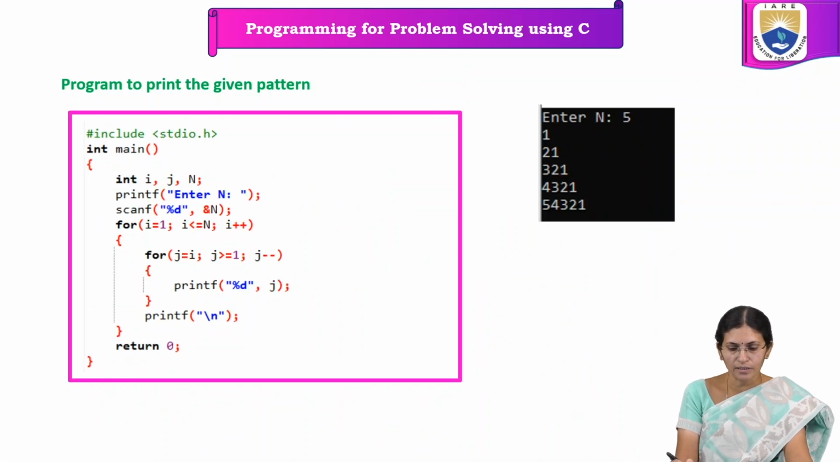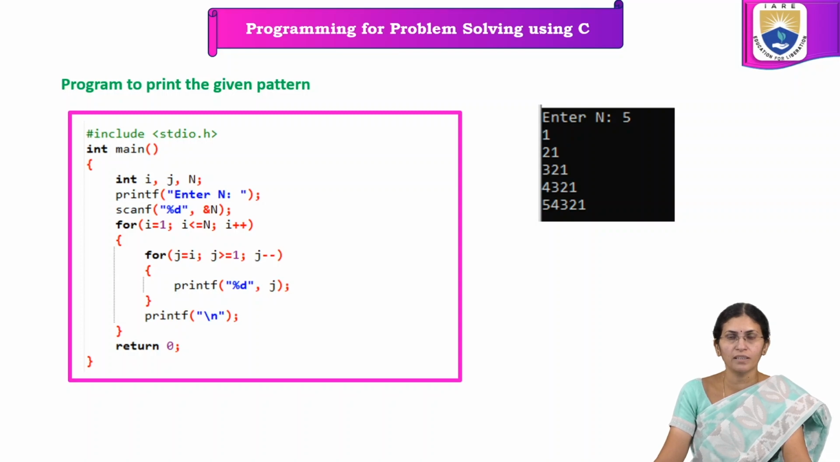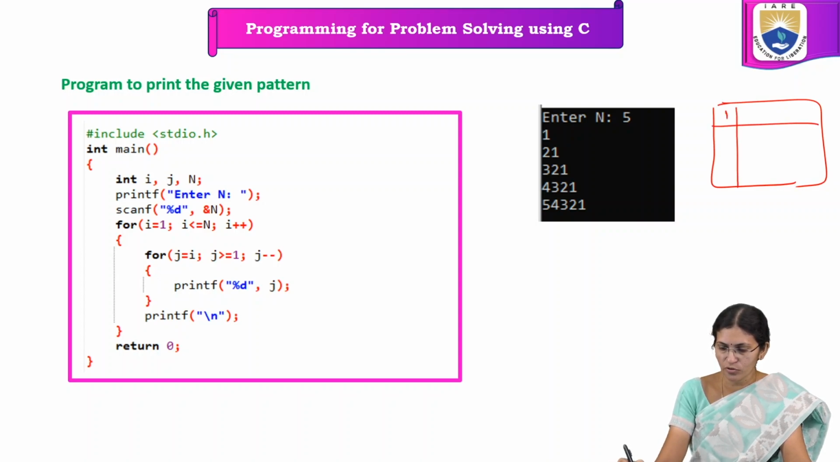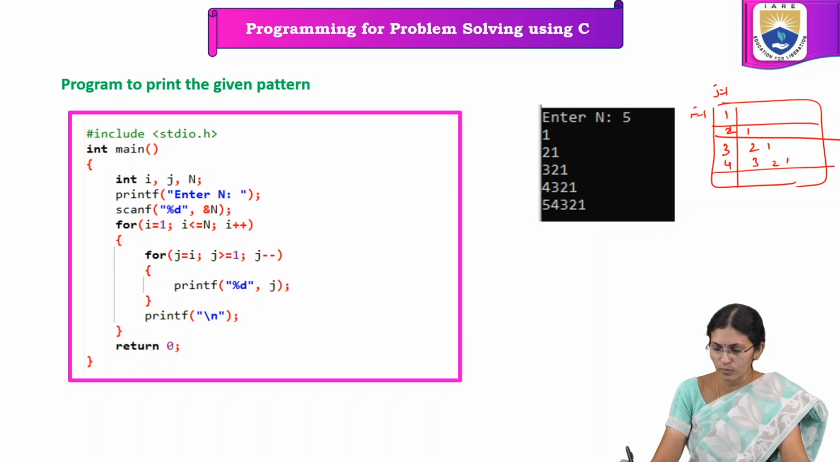So this is another pattern. This is another program to print the given pattern. This is the given pattern which you need to print. In the first row you need to print the value 1. In the second row 2 and 1. Here 3, 2, 1. After that 4, 3, 2, 1. Then 5, 4, 3, 2, 1. So this is i is equal to 2, i is equal to 3, 4 and 5. So j is equal to 2, 3, 4 and 5.